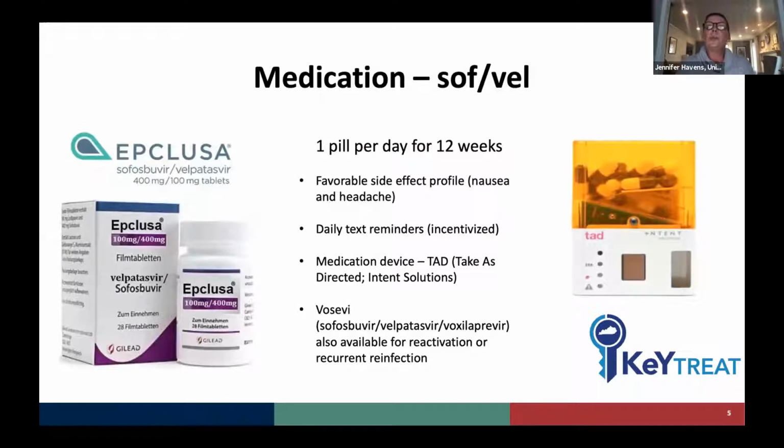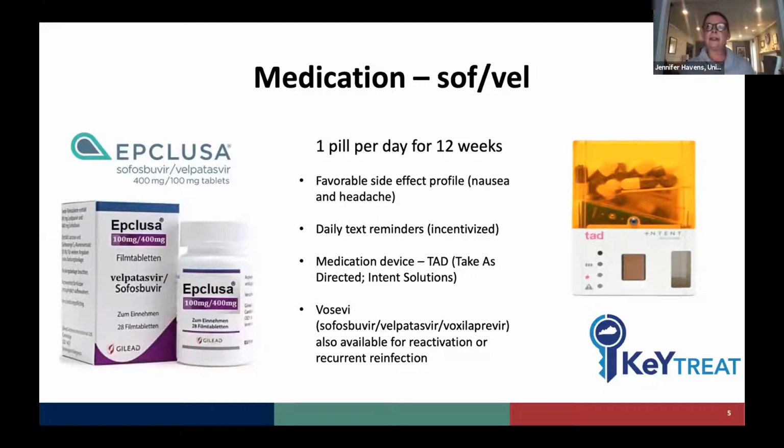So as I mentioned, we were fortunate to receive a drug donation from Gilead. So Sofvel, 1 pill per day for 12 weeks. As you all probably know, very favorable side effect profile. Nausea and headache is most commonly reported. And that's another reason we'd like to bring folks back at 2 weeks. If they're having some issues with any side effects, we can potentially work with our nurse practitioner, will work with them to see if there's another time of day or if they could take it with a meal and work through any of those issues so that they are, again, motivated to continue with the medication.